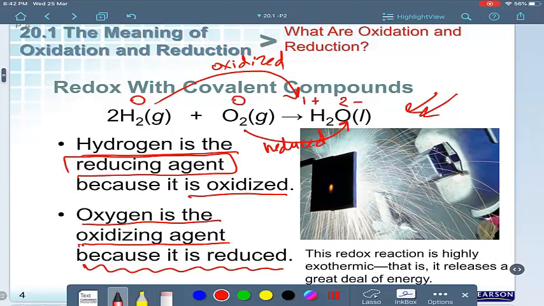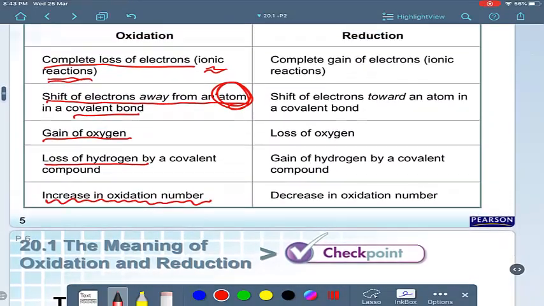It means if a substance's oxidation number decreases, it means reduced, and this substance at this moment is the oxidizing agent, as we said, okay? Hydrogen here is oxidized. Why? Because the oxidation number increases, so it's the reducing agent, as we said before. This is the new meaning of oxidation and reduction.